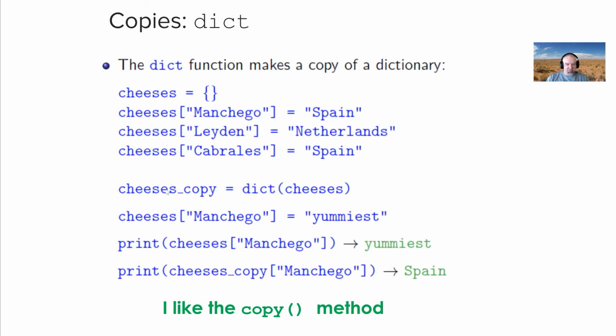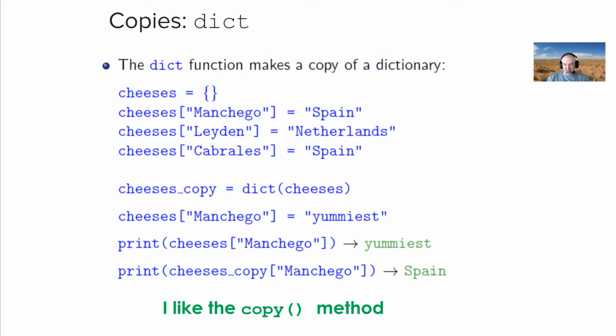And so this cheeses copy is going to be a distinct copy. So if you change one key value pair in cheeses, so if you're changing Manchego to yummiest in cheeses, and we're printing that, the value of Manchego is yummiest.